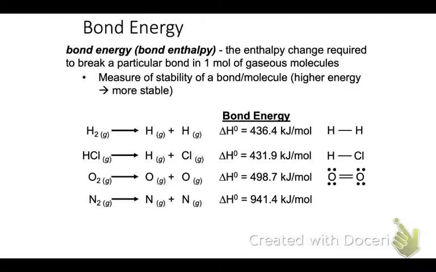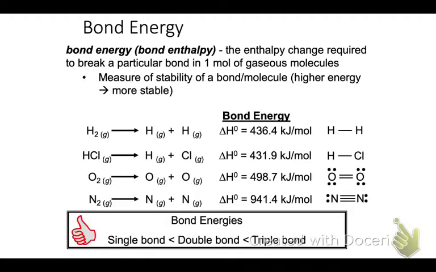Nitrogen molecule has a triple bond, so you can see that delta H is even higher and higher, because now you're breaking 3 covalent bonds. Generally speaking, the bond energy of a single bond is lower than a double bond, which is lower than a triple bond.